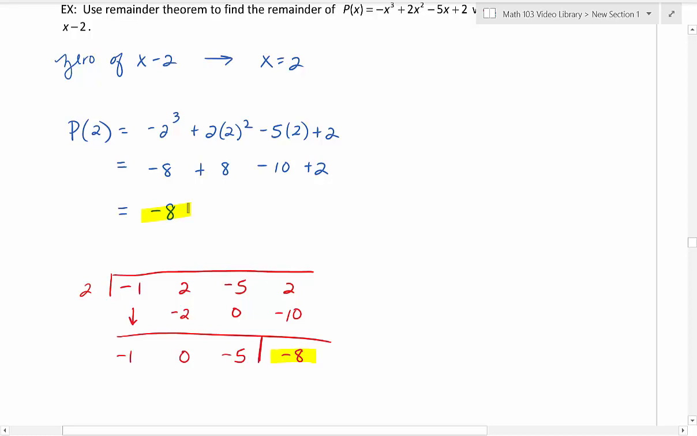Honestly, I don't use remainder theorem that often. I use it to check like 1 or negative 1, but I don't use this too often because I can do the synthetic division just as fast. And typically, after you find the remainder, there's something to do after that, which involves division.